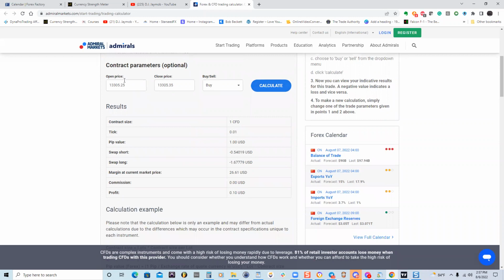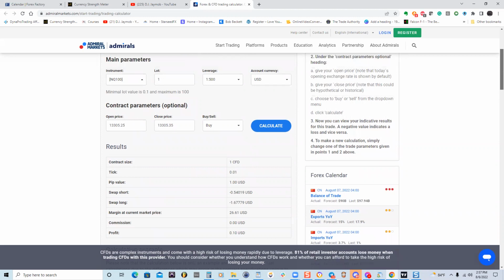Pip value. Let's say you have 1,500 pips. Can we calculate that? Oh, you need the opening price. Let's just do 13,000 to 14,500, that's 1,500 pips. And lot size would be 0.10? I'll put sell. Now that's saying profit $150.